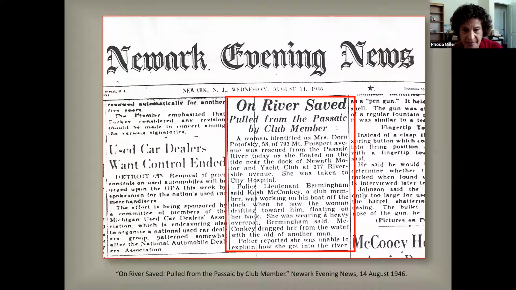And at the very bottom, it says police reported she was unable to explain how she got into the river. All right, so we don't know if she purposely went in, if she fell in. We don't know from this article.